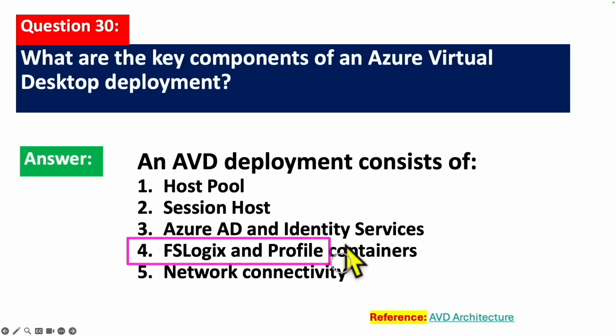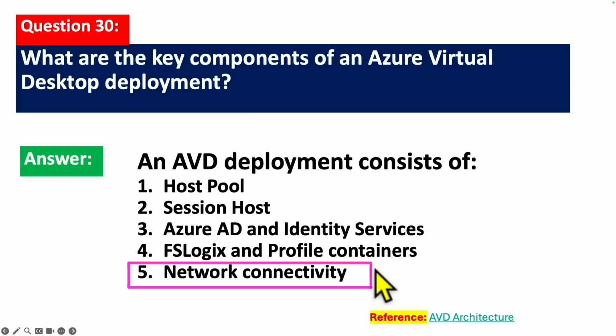We already mentioned FSLogix and profile containers. This is used to store the user profile. When you do that, this will ensure that the users have a consistent and personalized experience, whichever device they use to sign in. And last but not the least is the network connectivity component. You can utilize Azure VPN or any other VPN to integrate with on-premises environment, ensuring robust and secure connections.